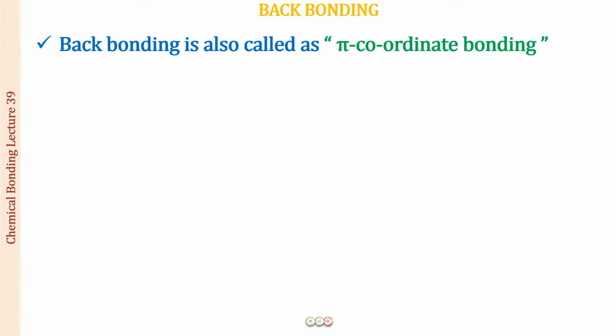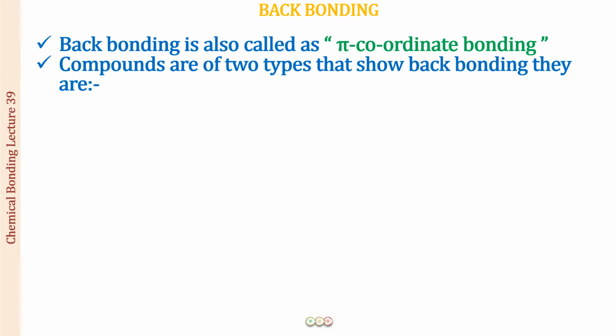And it is a coordinate bond because both of the atoms are not contributing one electron each for the bond formation. Only one of the atoms is contributing the electron pair. So it is going to be a coordinate bond, and it is going to be pi bond in nature.